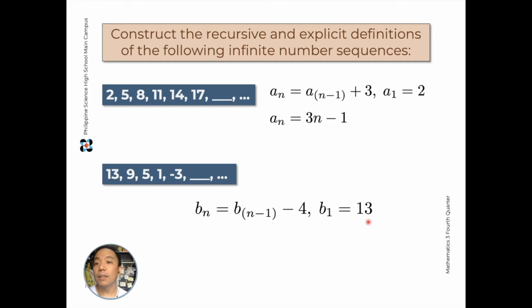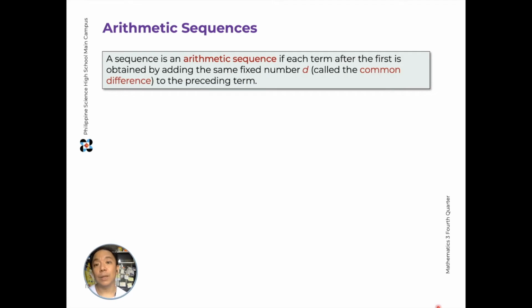Ang ating explicit definition would be, the nth term is equal to negative 4n plus 17. So let's check. This is 1, 2, 3, 4. The fourth term is 1. Let's try it. Negative 4 times 4, negative 16 plus 17 is equal to 1. So, mukhang tama naman yung ating both explicit and recursive definitions. Now, what these two number sequences have in common ay either nag-add lang ako or nagsu-subtract para makapunta sa next term. So, simple lang. And that kind of sequence is what we call an arithmetic sequence.